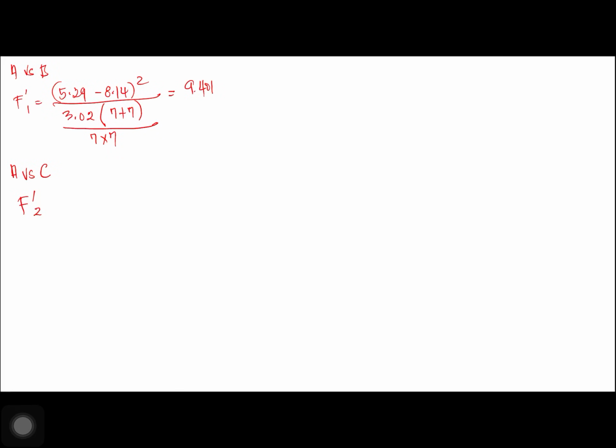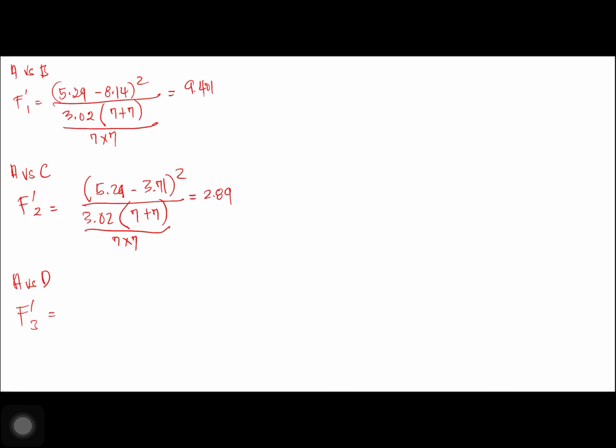Next, let us compare A versus C. We have there F prime 2 that is equal to the mean of A, again 5.29, minus the mean of C, that is 3.71, squared, divided by 3.02, the mean square within, times NA plus NC, that is 7 plus 7, over NA times NC, 7 times 7. That gives us 2.89.